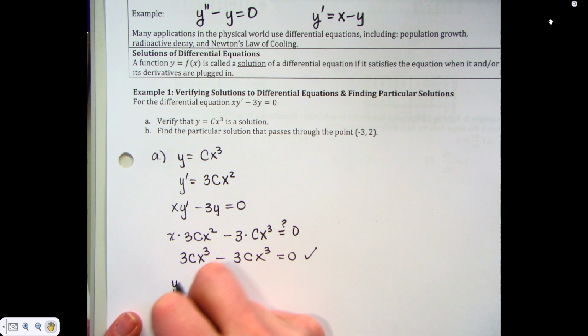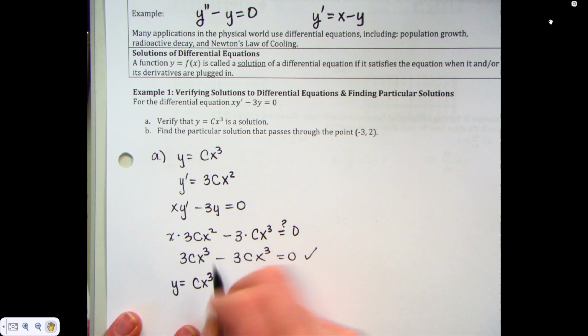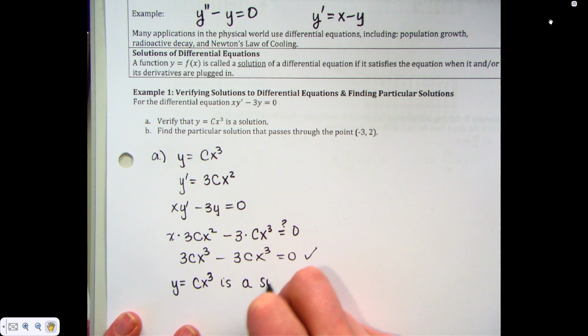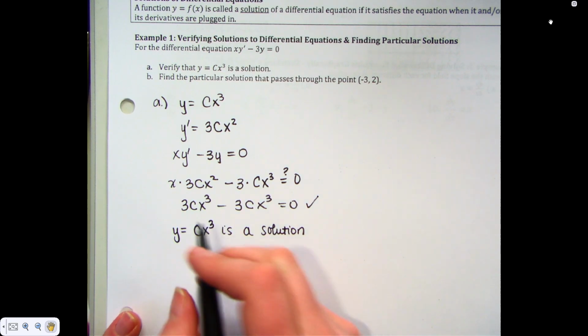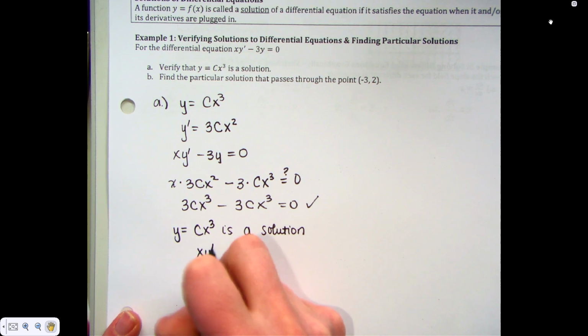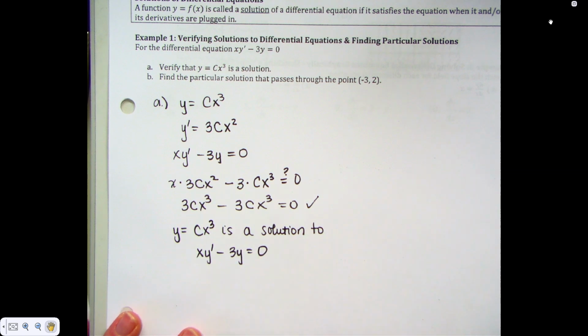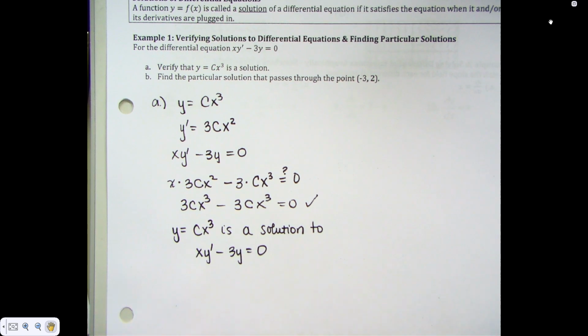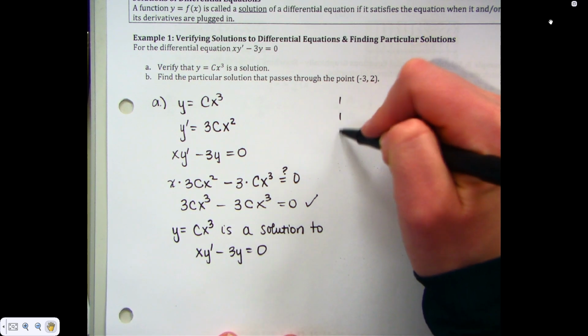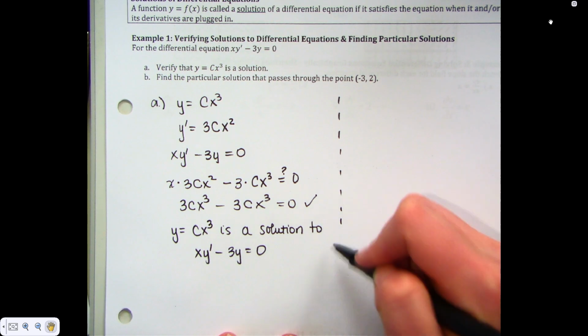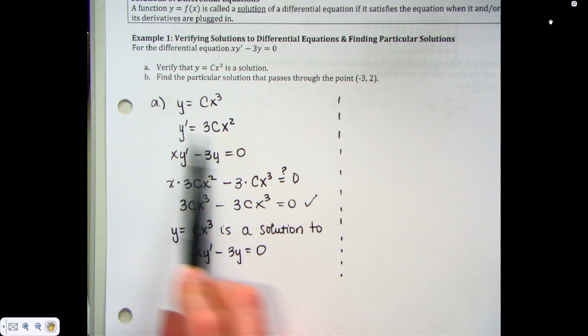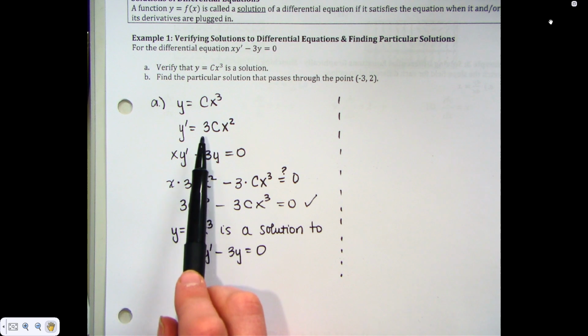That means that y equals cx cubed is a solution, or we could say that it satisfies the differential equation xy prime minus 3y equal to 0. So verifying is as simple as plugging the function in. You might have to do a little bit of extra work to fill in any derivatives.